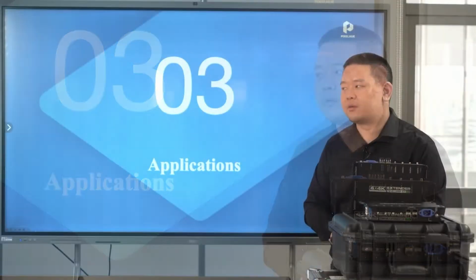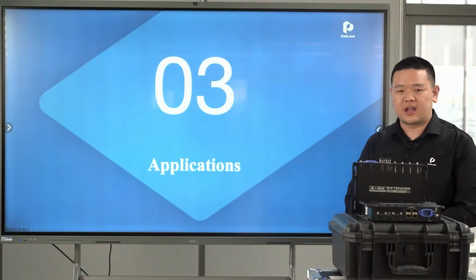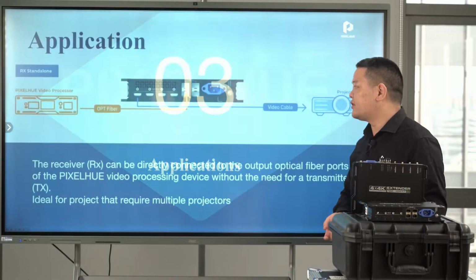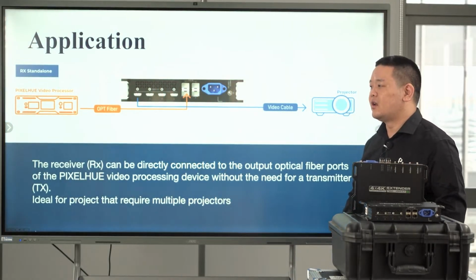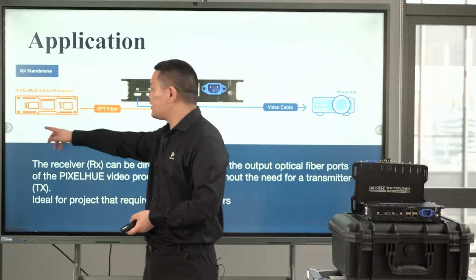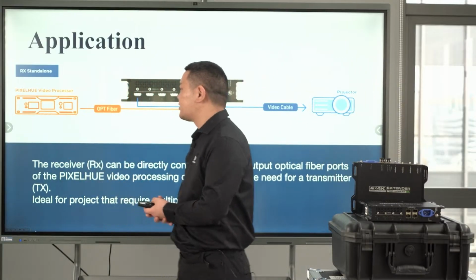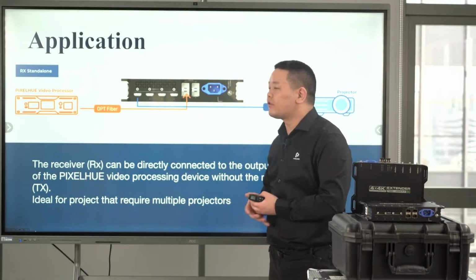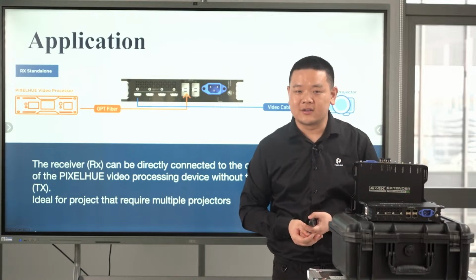And then the third part is applications. The applications are very easy. We only have 3 different applications: standalone and using in pair. If you have a Pixelhue switcher system, you just need to use the RX. And we also add some advantages here.